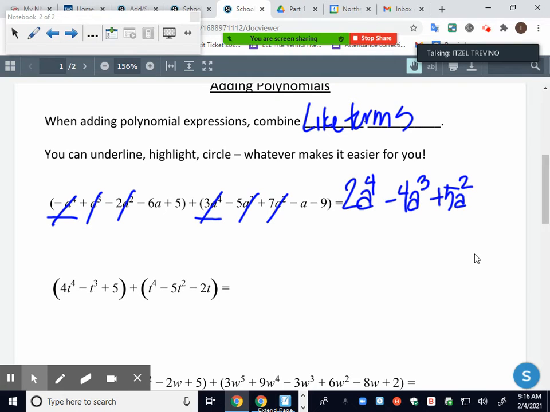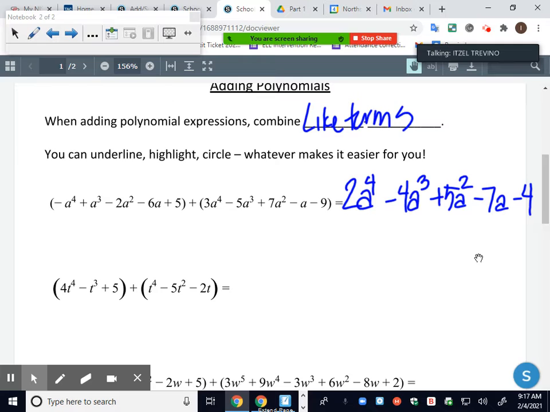Negative 6 plus negative 1. So negative 6 minus 1, that's negative 7a. And then I have 5 minus 9. Okay, 5 minus 9, that gives me negative 4. So that's it. I added both sets together. I did it one by one. And I can't do anything else. I combine all of my like terms together, but I know if I have something that is squared and something that is cubed, I cannot combine them any further.